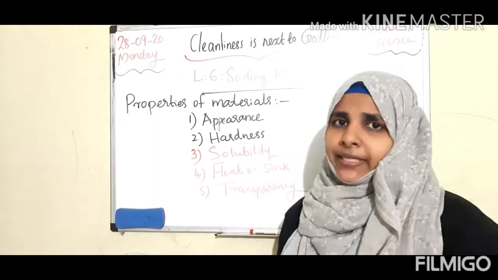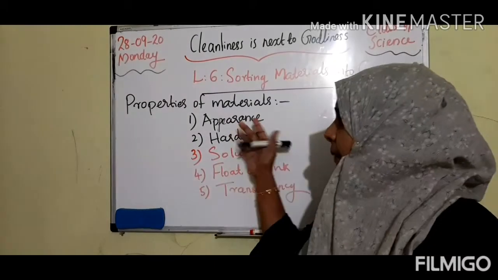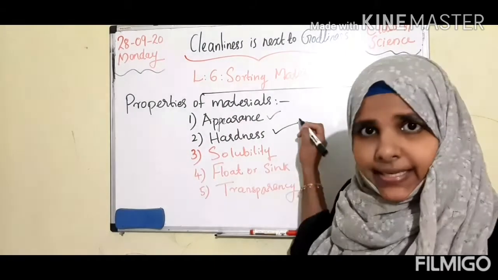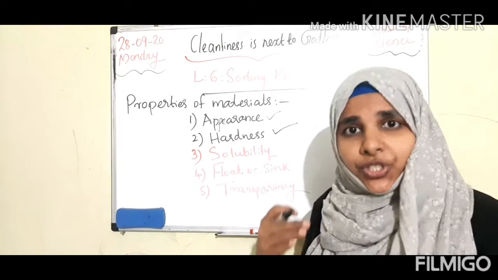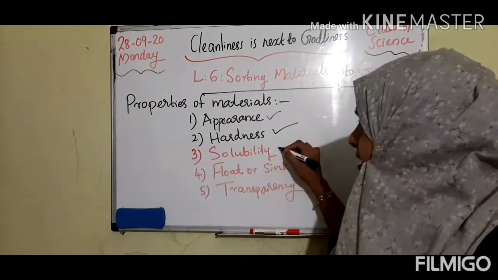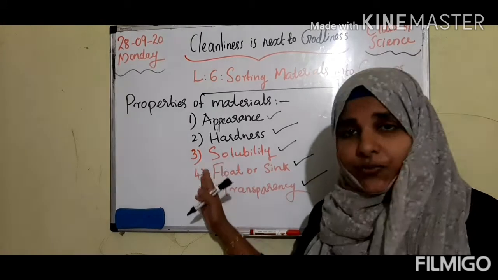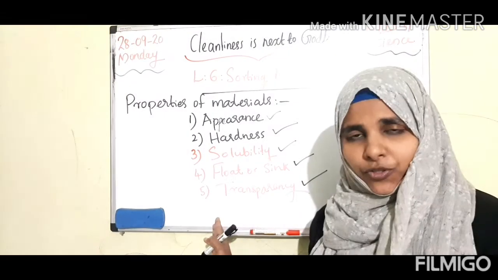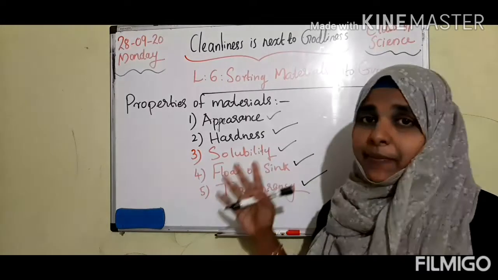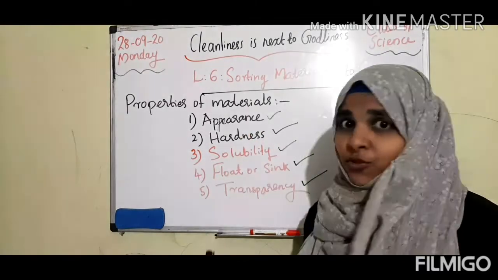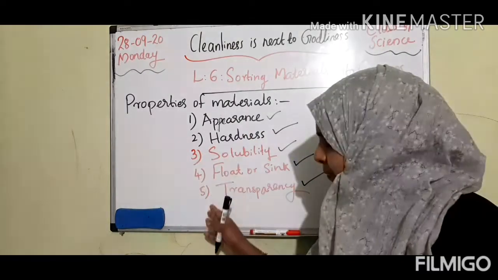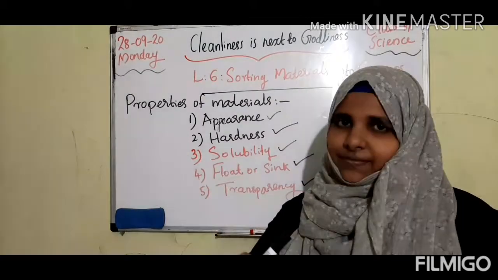Out of 5 properties, we already discussed appearance and hardness, right? Now I am going to teach you about the properties solubility, float or sink, and transparency. The rest of these 3 properties I am going to teach you with some examples. I would like to show some experiments about these 3 properties. We can check together. So dear children, are you all ready to do this experiment? We can check what things we need to do this experiment.